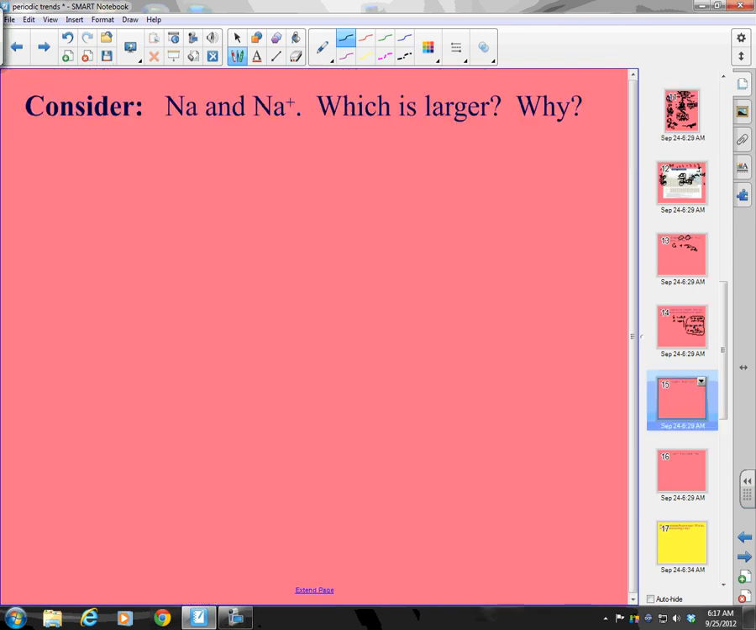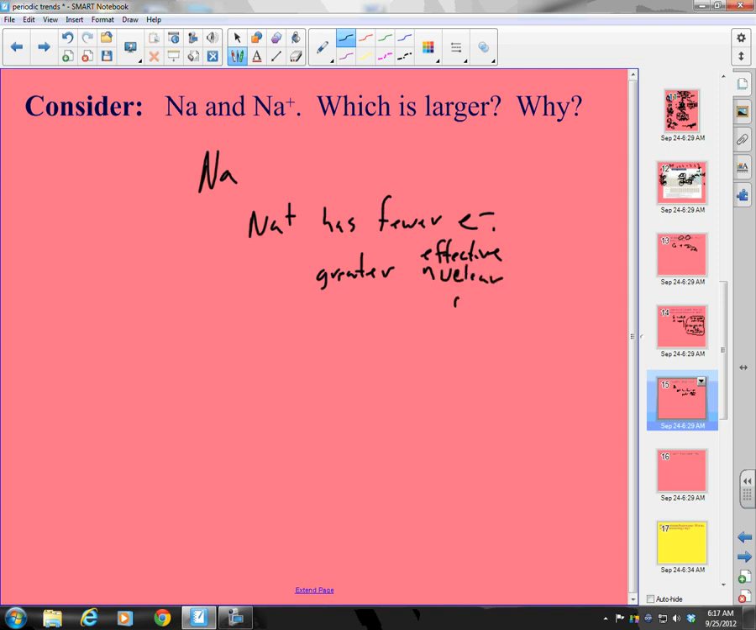Good. Here we go: sodium and sodium plus. Which is larger? Sodium is. Why? Because Na plus has fewer electrons, and since it has fewer electrons, it has a greater effective nuclear charge. Remember, that means it feels a stronger force from the nucleus than the sodium does.